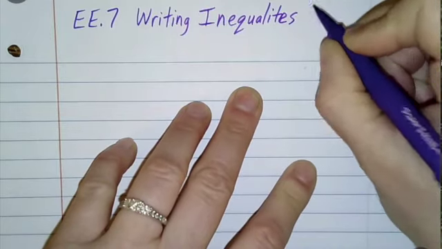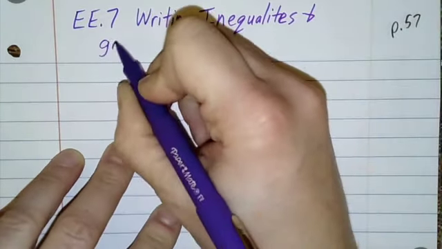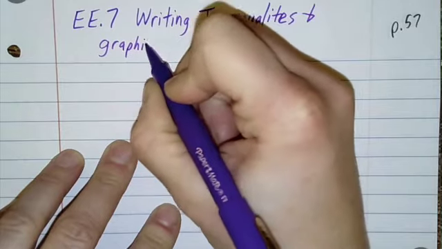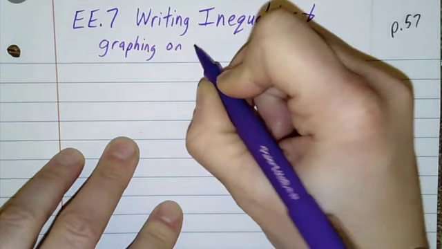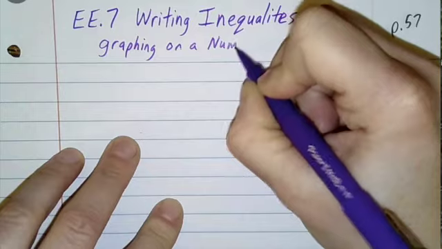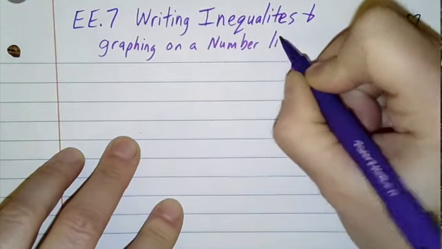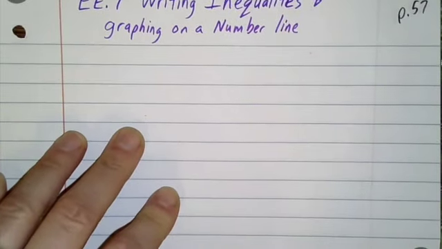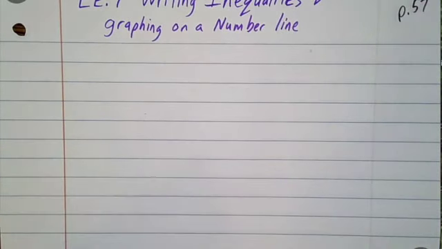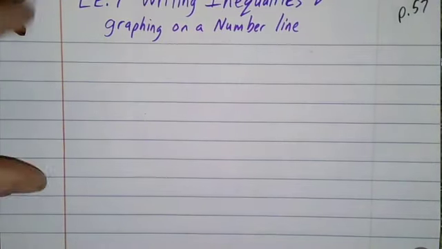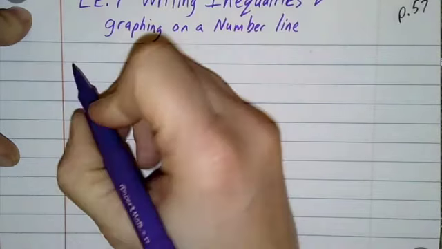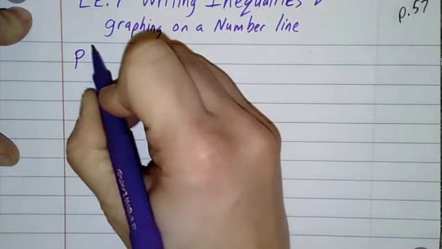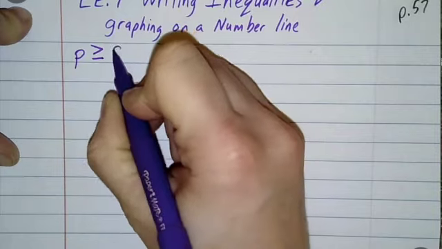Inequalities and graphing on a number line. So sometimes they'll have you write the inequality, and then sometimes they'll ask you to graph it on a number line or match a graph that's on a number line to the inequality. So the first thing, we'll give the example, P is going to be greater than or equal to 9.